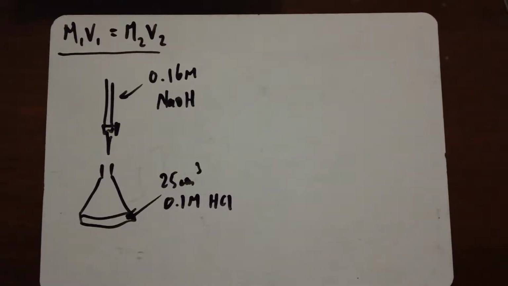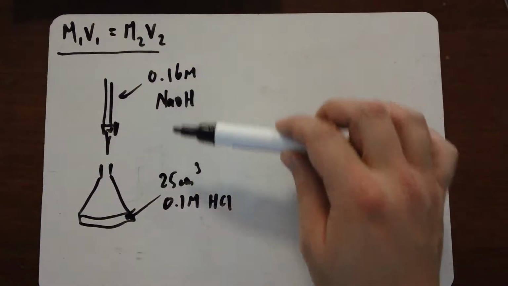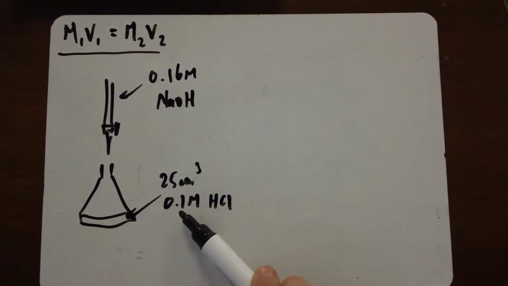So I'm going to show you a little shortcut here. We've got a situation where we are titrating some sodium hydroxide of a known concentration against a hydrochloric acid of a known volume and concentration.